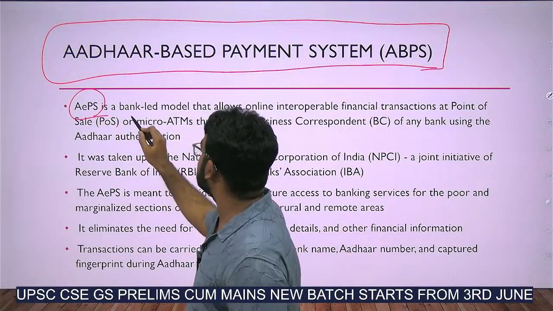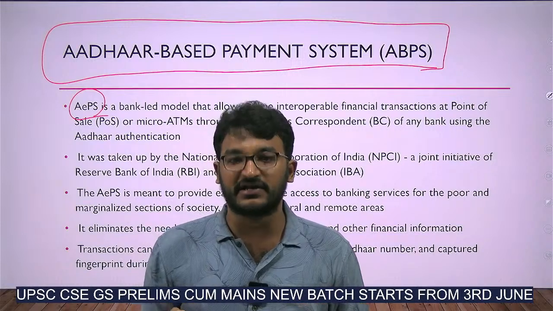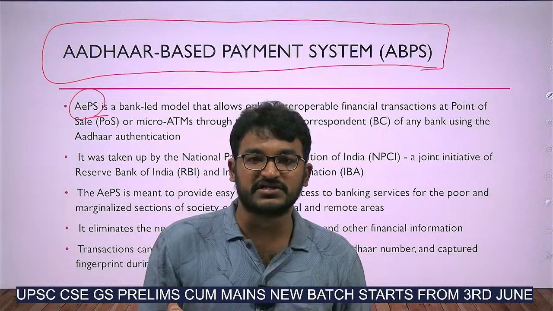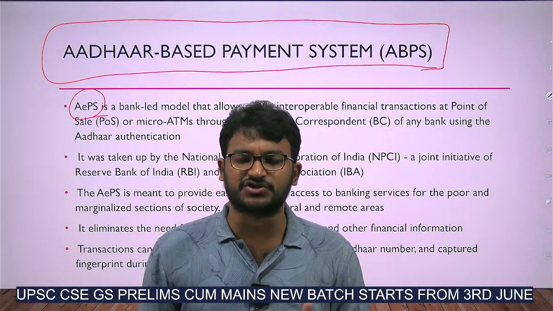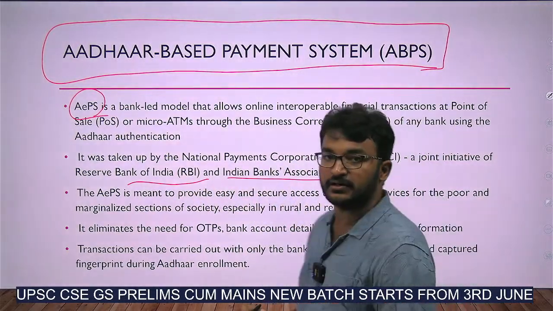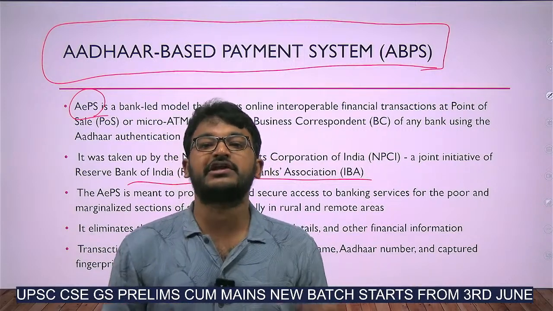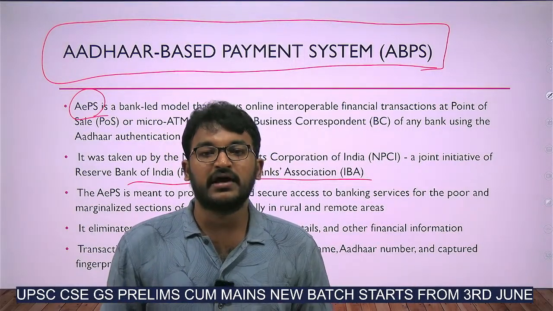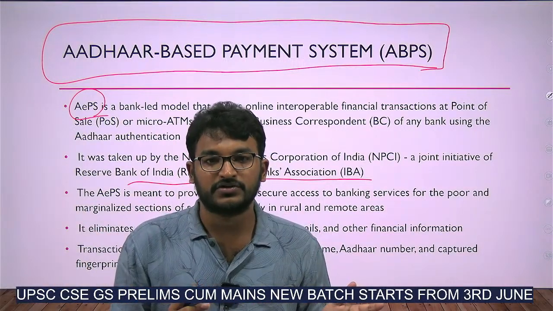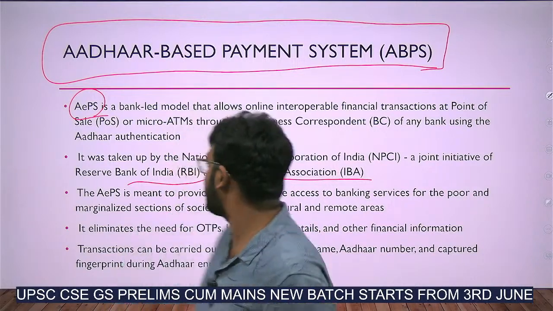Aadhaar enabled payment system has been developed, as I told you yesterday, by the National Payments Corporation of India. And I told you this also yesterday, National Payments Corporation of India is jointly developed by RBI and Indian Banks Association. Remember this because the NPCI is highly in use in the last 1 year due to many of its inventions. And there is recognition for our Indian NPCI all over the world. So please learn all the initiatives which are related to NPCI.